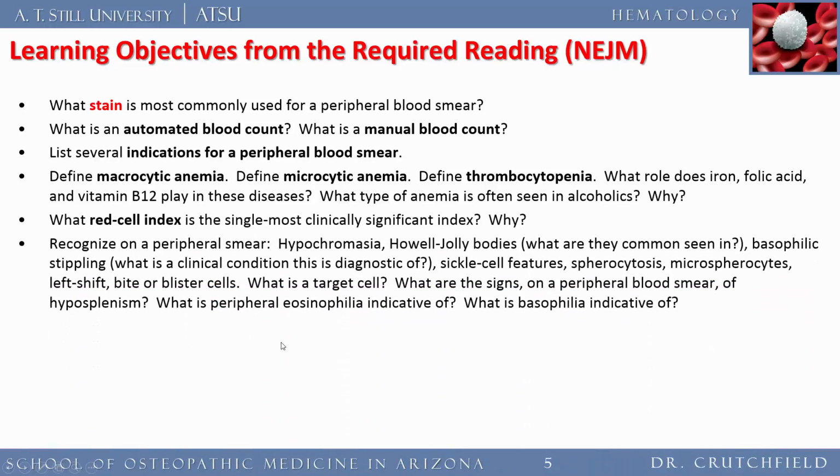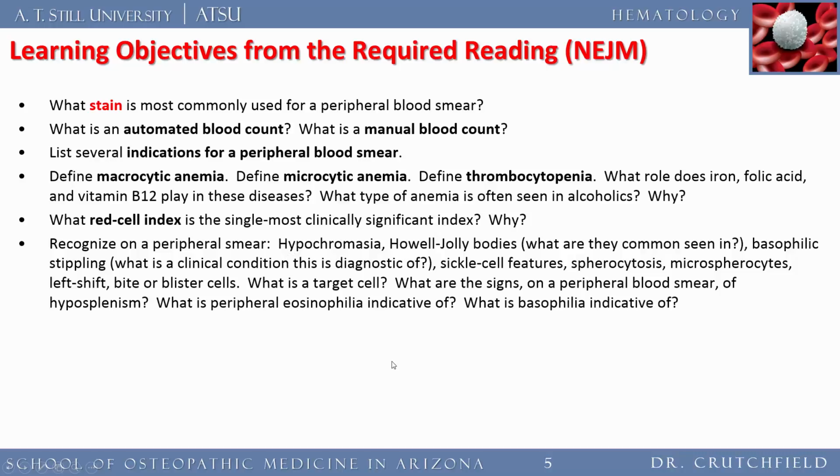Then, and I've already answered this one for you, what red cell index is the single most clinically significant index, and why? The answer is the mean cellular volume, the MCV. And the reason is because it helps you to determine whether your patient has a macrocytic anemia or a microcytic anemia. And then recognize on the peripheral smear hypochromasia. In other words, someone who might be iron deficient, their red cells are not as bright red under the microscope.